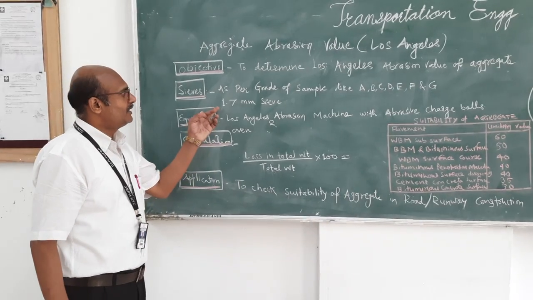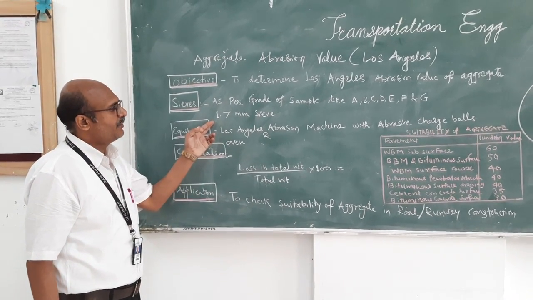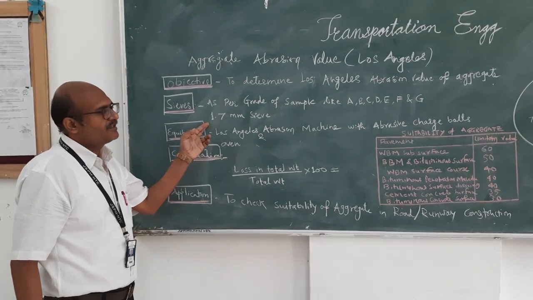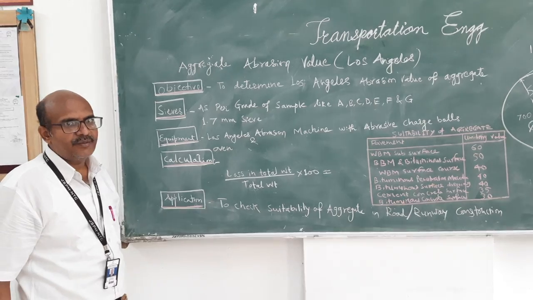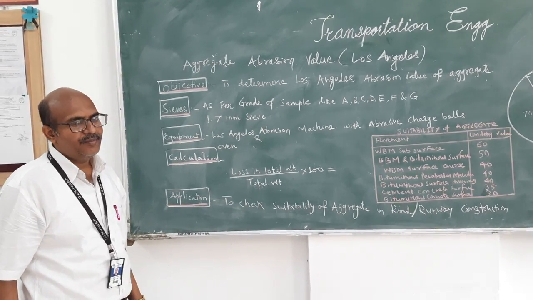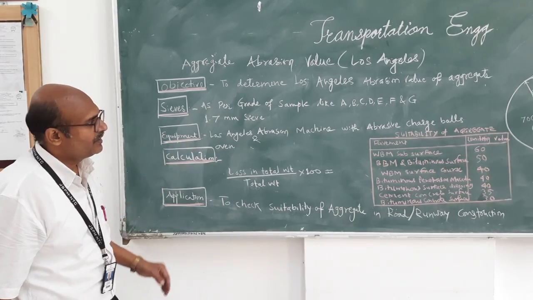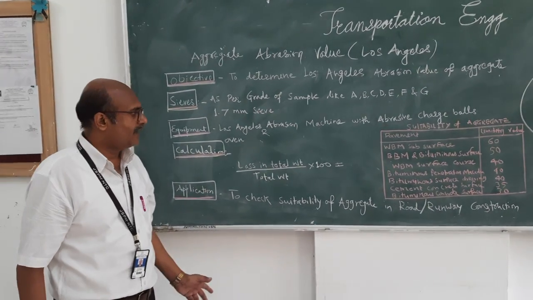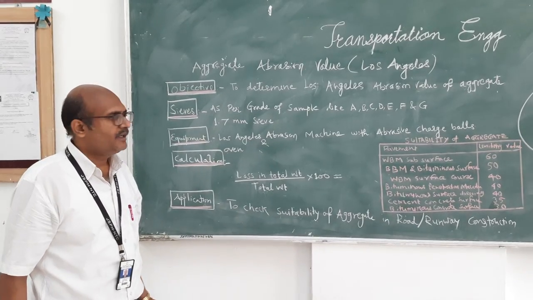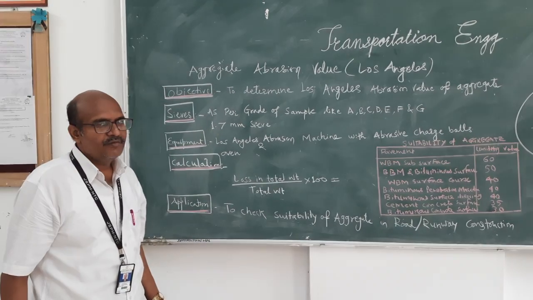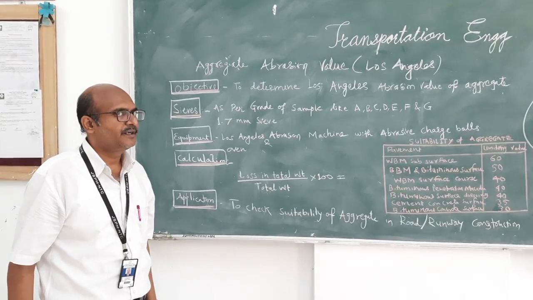So these are the sieves which will differentiate the weight of the aggregate sample to be used in the abrasion. The equipment are the Los Angeles abrasion machine with the abrasive charge or the balls for this purpose, and we also need the oven. The aggregate which has been taken as per the grade of the sample should be placed in the oven for 4 to 6 hours at 105 to 110 degrees centigrade.